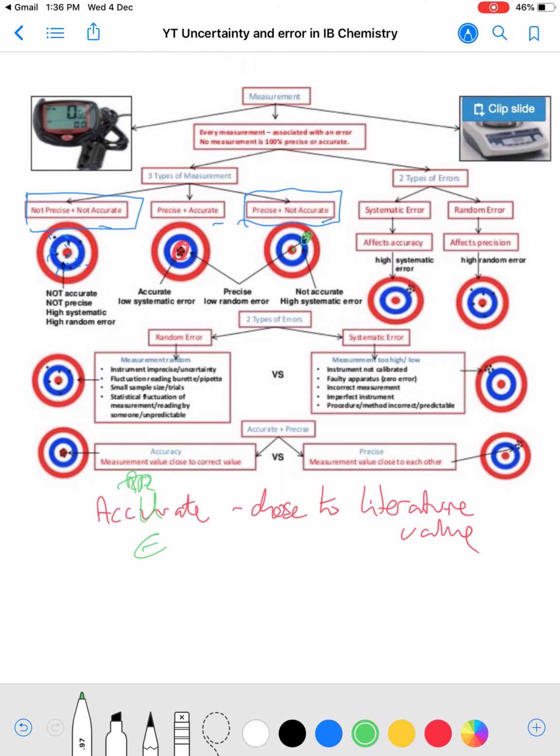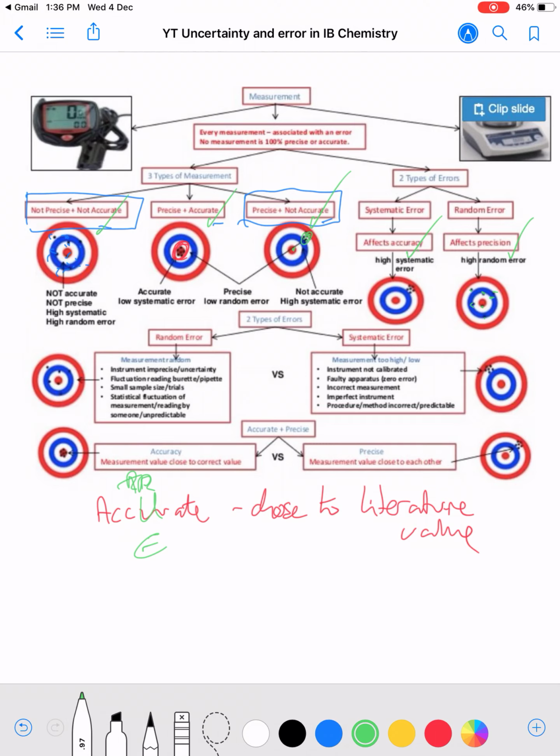Okay, so we can have precise, not accurate, precise and accurate, and precise and not accurate. The two types of errors, we've got systematic and random errors. Systematic, they affect accuracy, mentioned that on the previous piece of paper, and random affects the precision. Okay, this one has high random error. They are all over the place.